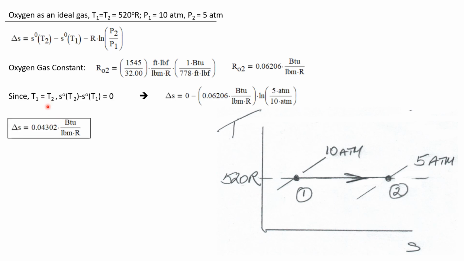Now, T1 is equal to T2, so S naught of T2 minus S naught of T1 is going to equal 0, because S naught for the same temperature is the same value. So the first term in my equation is going to be 0. Then we subtract the gas constant times the natural log of the pressure ratio, P2, which is 5 atmospheres, over P1, which is 10 atmospheres. And I get delta S is 0.04302 BTUs per pound mass R.